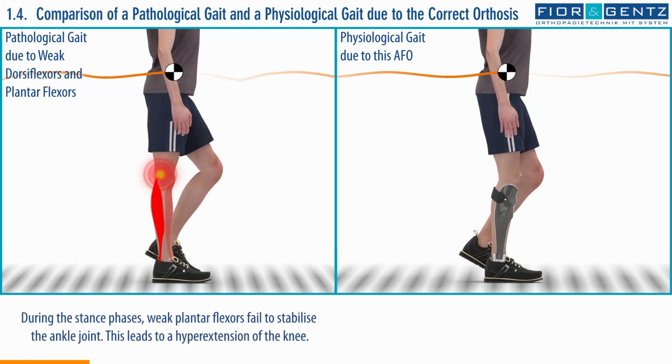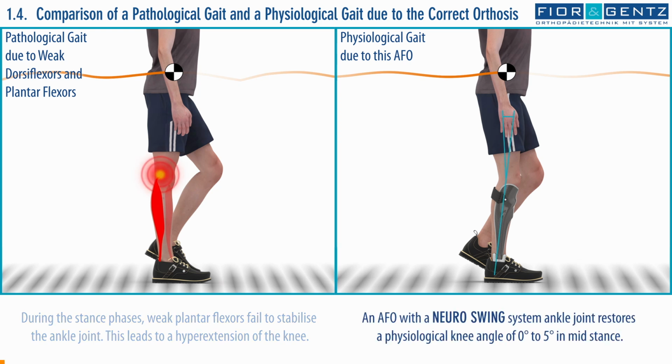During the stance phases, weak plantar flexors fail to stabilize the ankle joint. This leads to a hyperextension of the knee. An AFO with a neuro-swing system ankle joint restores a physiological knee angle of 0 to 5 degrees in mid-stance.